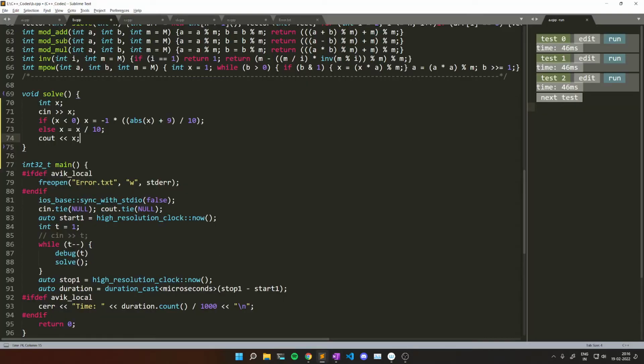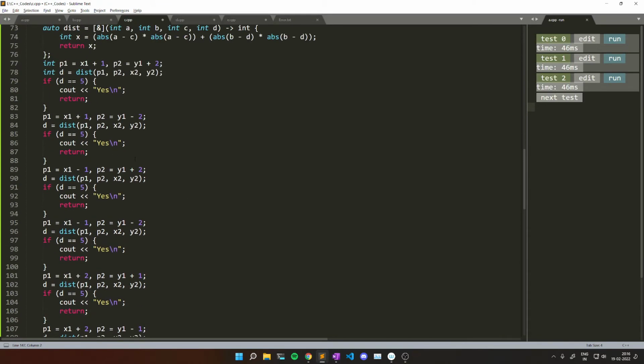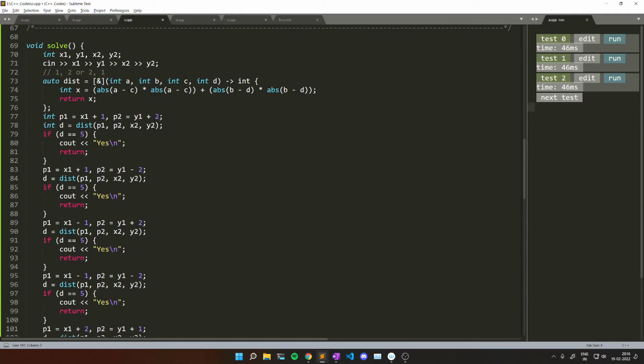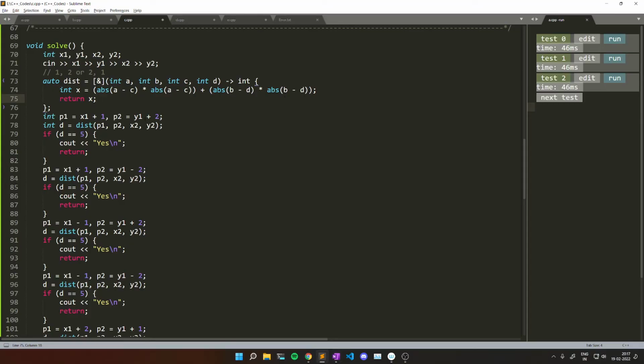So let's see the code. Although my code for this problem is not clean because I tried to hard code it, it can be done better. First I created a function for finding the distance between 2 points, which is a minus c whole square plus b minus d whole square. The distance is actually the root of that, but I neglected the root, so I am always getting the distance square value. So if the distance is 5, this function will return 25, and when the distance is root 5, it will return 5.